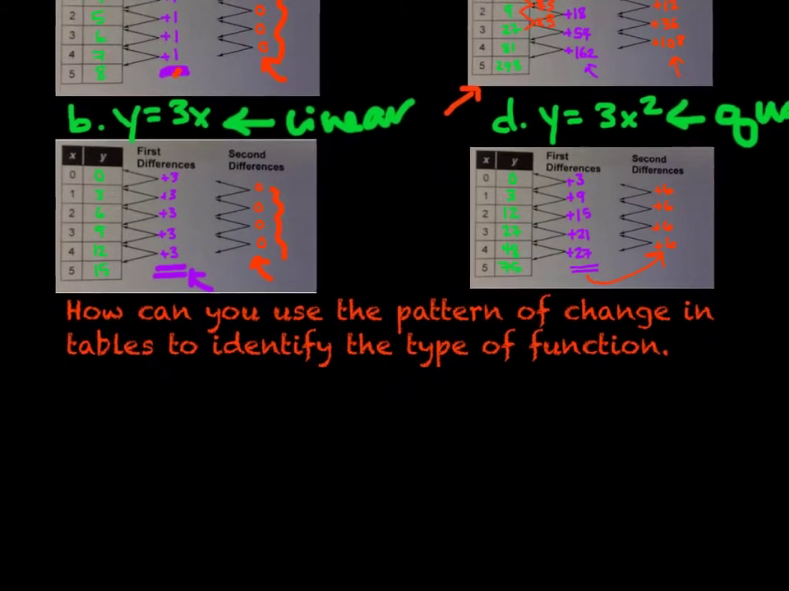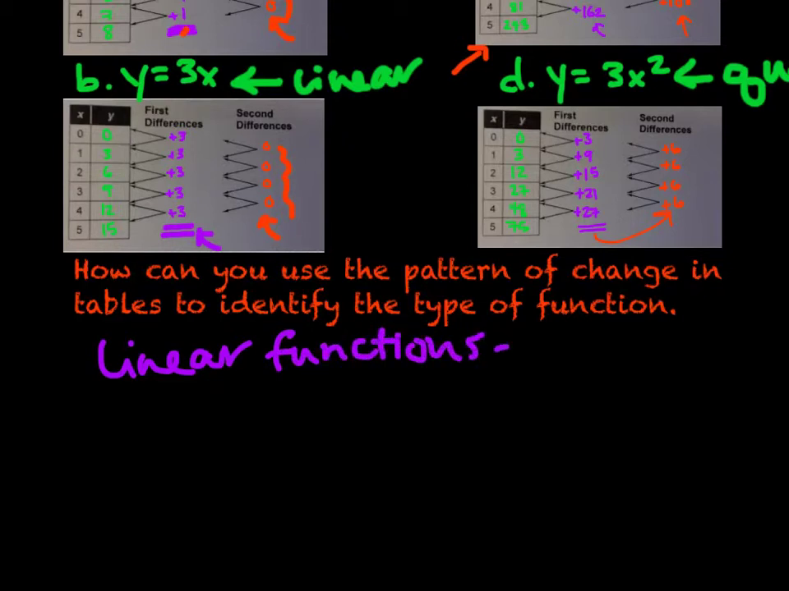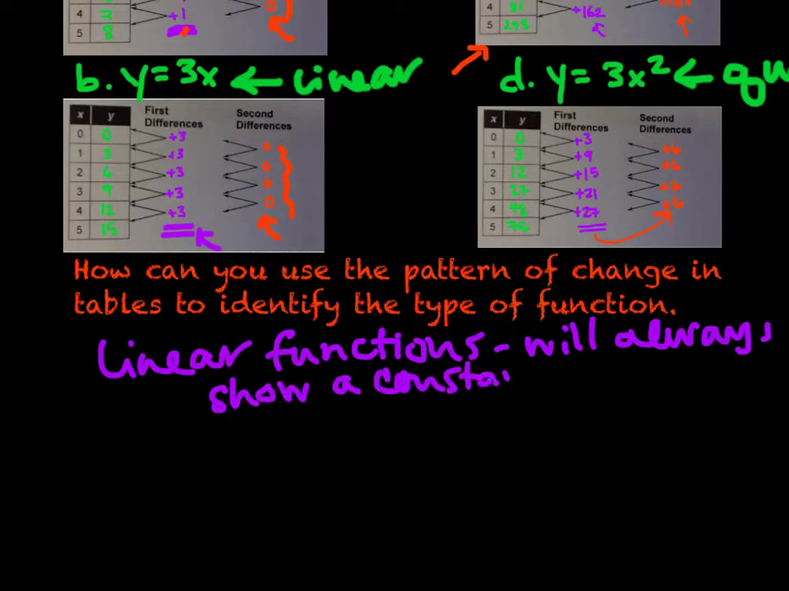So our next part is how can we use the pattern of change in tables to identify the type of function? And what we can look at is for linear functions, we can sort of summarize that linear functions will always show a constant first difference. We'll see that change right away just by that additive or subtractive difference each time.